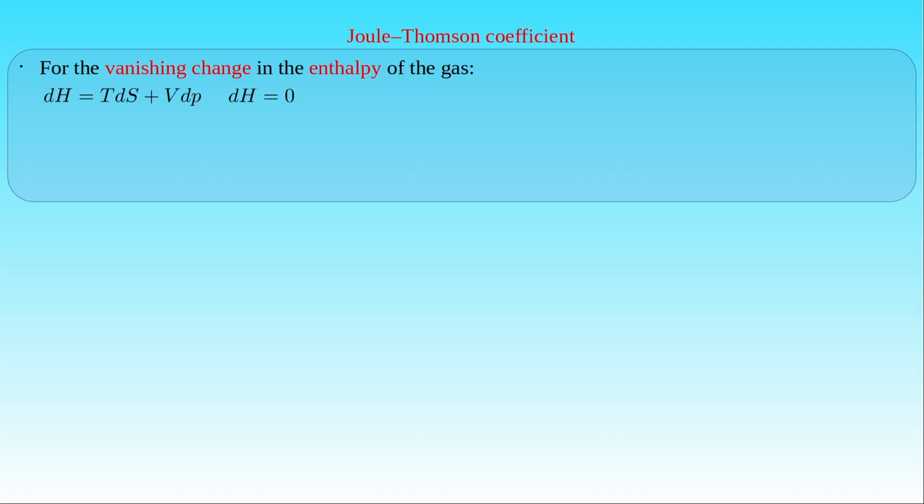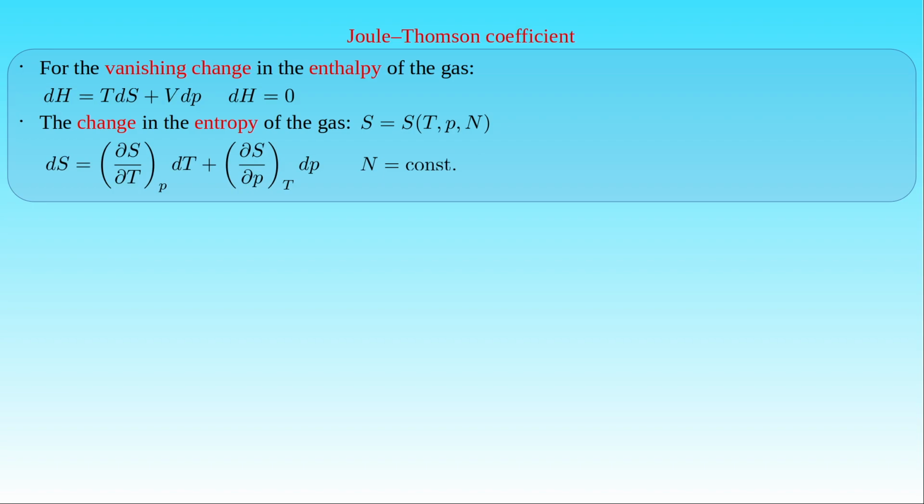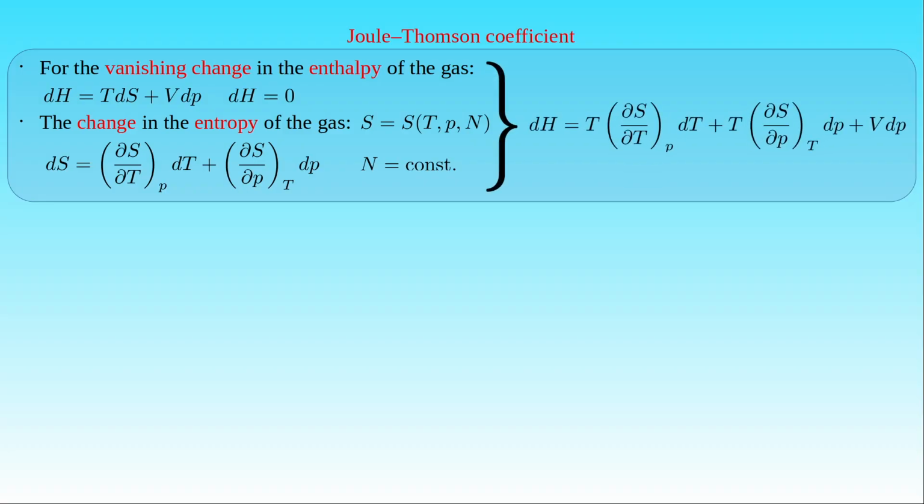Because the entropy S of any thermodynamic system can be expressed as a function of the temperature T and the pressure P at a given number of particles n in the system, its differential is equal to its partial derivative with respect to the temperature T at a constant pressure P times the differential of the temperature T, plus its partial derivative with respect to the pressure P at a constant temperature T times the differential of the pressure P. If we substitute this equation into the differential of the enthalpy H, we obtain T times the partial derivative of S with respect to T at constant P times dT, plus the partial derivative of S with respect to P at constant T times dP, plus V times dP.